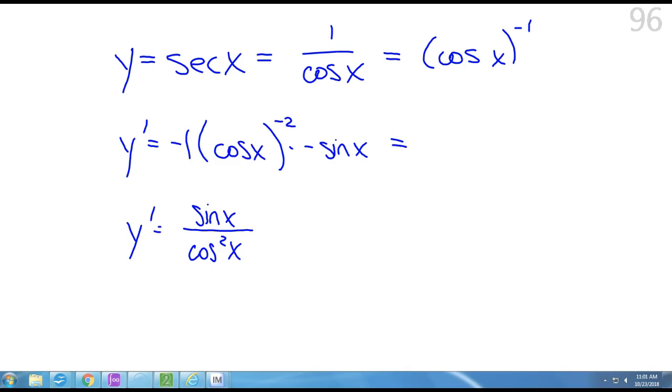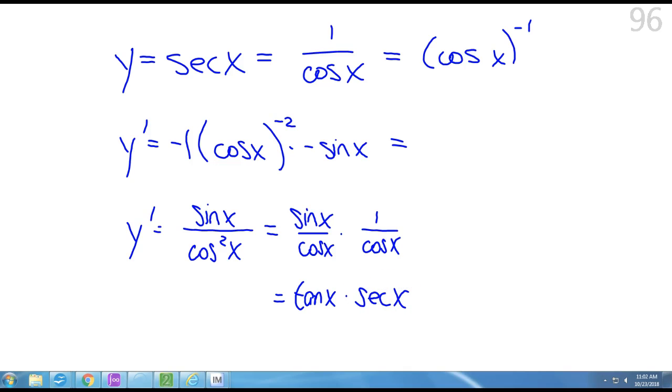That's a little messier than we would typically write it. So let me break that down. Would you agree that that is the same as sine of x over cosine of x times 1 over cosine of x? Those are the same, right? 1 times sine gives you sine, cos times cos gives you cosine squared. But what's sine of x over cosine of x? That's tan. And what's 1 over cos? Sec. So that's your derivative. Derivative of secant is tan sec. It's not negative because it doesn't start with a c. Alright, do cosecant.